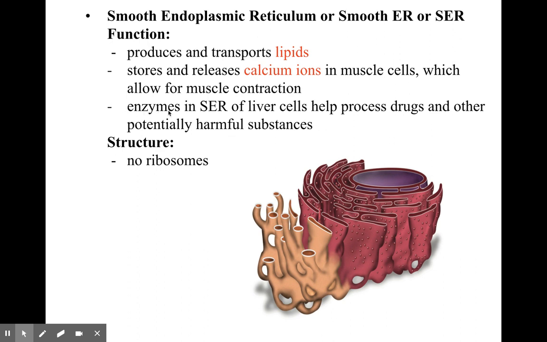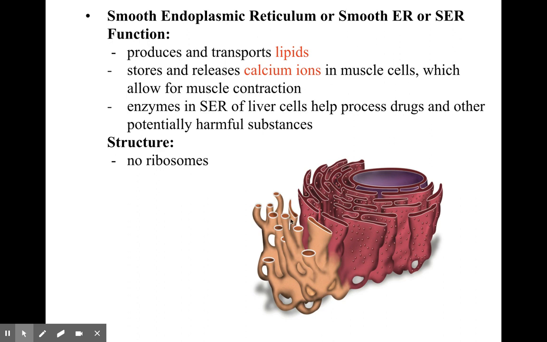And then we also have enzymes in the SER of liver cells that are going to help process drugs and other potentially harmful substances. So if you had a poison or any sort of other drug, your SER is in charge of helping to break that chemical down and to clean out our blood. That's what your liver's job is. So your liver cells have some SER in them.